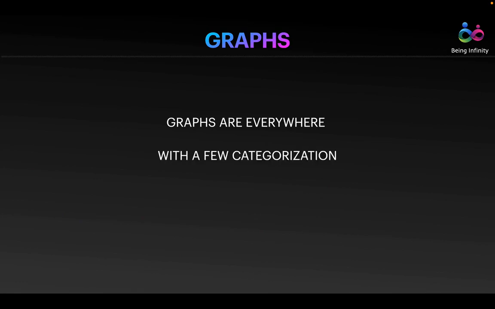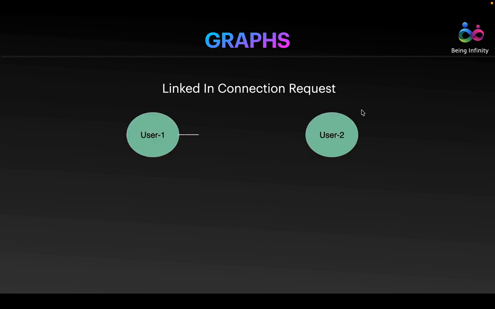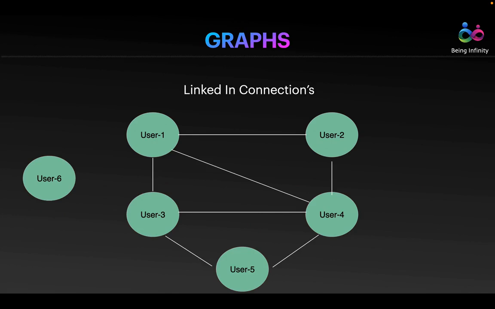Let's see with an example. First example is a LinkedIn connection request. If user 1 sends a connection request to user 2, that means they're connected, they can DM each other and other stuff. If we add a few more connections and nodes, this is what the graph looks like. Here user 6 doesn't have any connections. This is one prime example of what an undirected unweighted graph is.